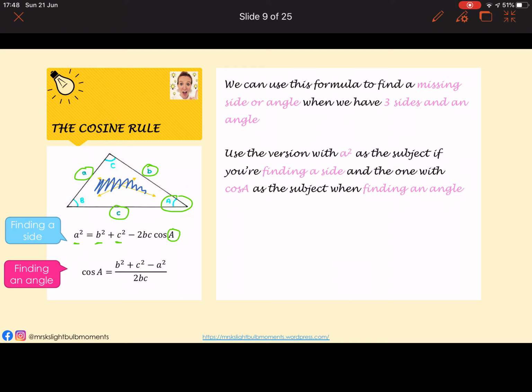As I've said before, use the version with a squared as the subject if you're finding a side, and cos A as the subject when finding an angle. Sorry, I'm about to sneeze, so if I go quiet.